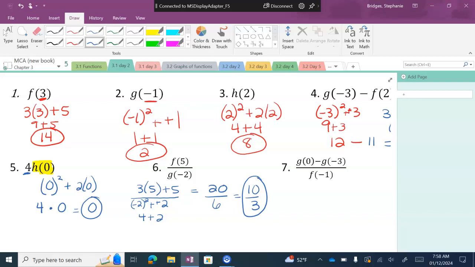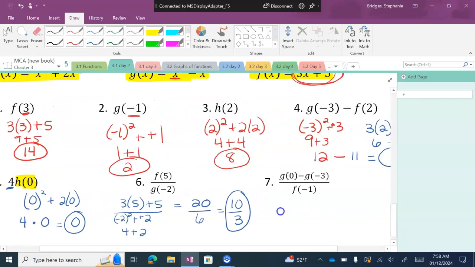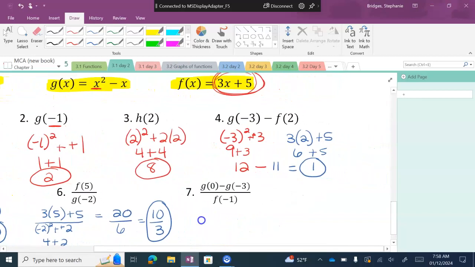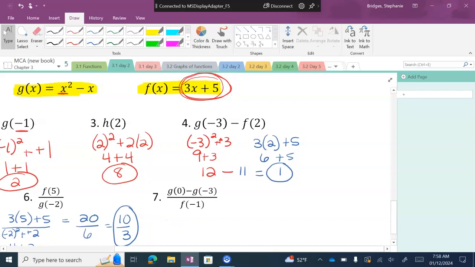And then for 7, it's g of 0 minus g of negative 3 over f of negative 1. So I need to start over here. So g of 0 first. 0 squared minus 0 is going to give me what? 0. Okay. I'm coming to the side to do my work. Then I'm going to do g of negative 3. So it's going to be negative 3 squared minus negative 3. What is that going to give me? 9 plus 3, which is 12. Okay. So that goes there.